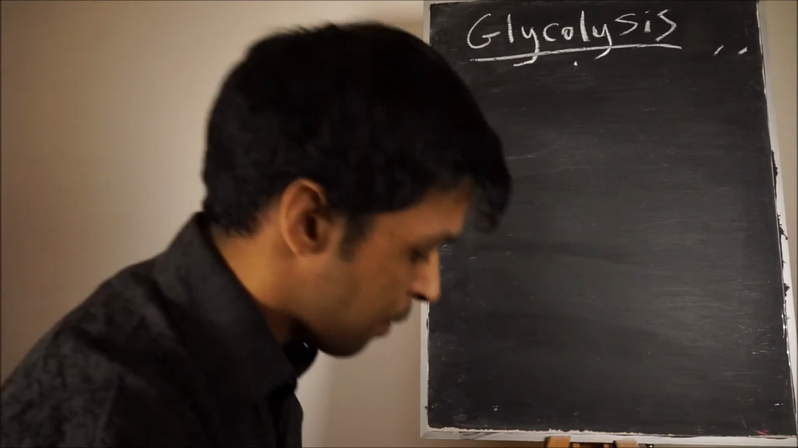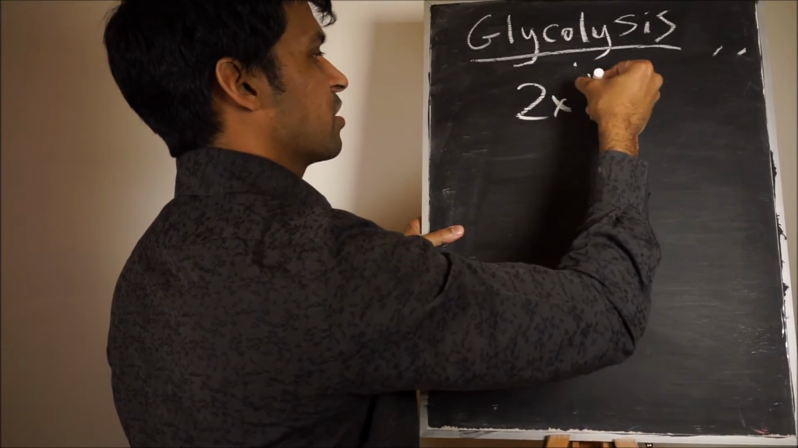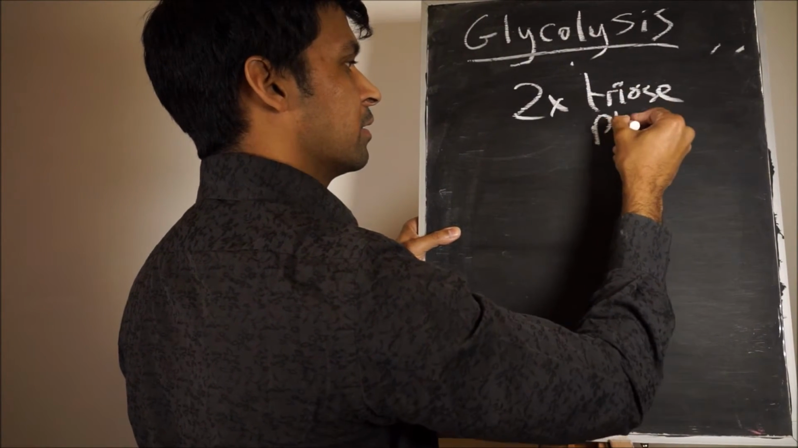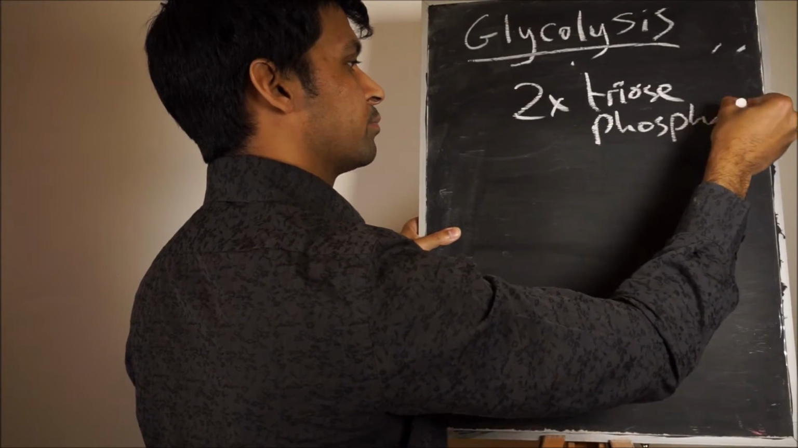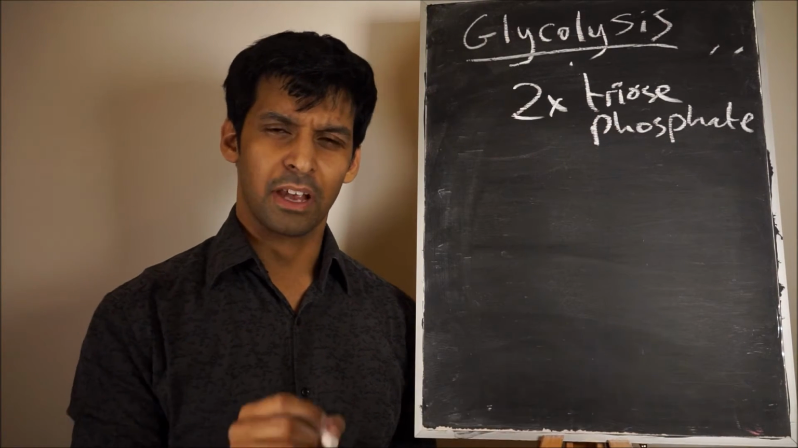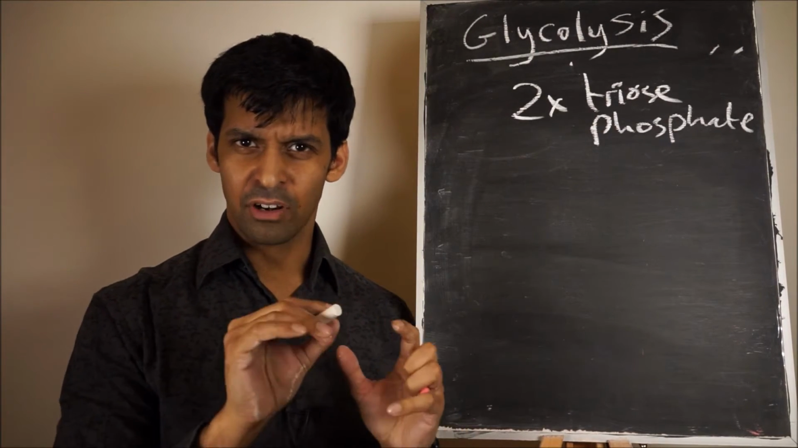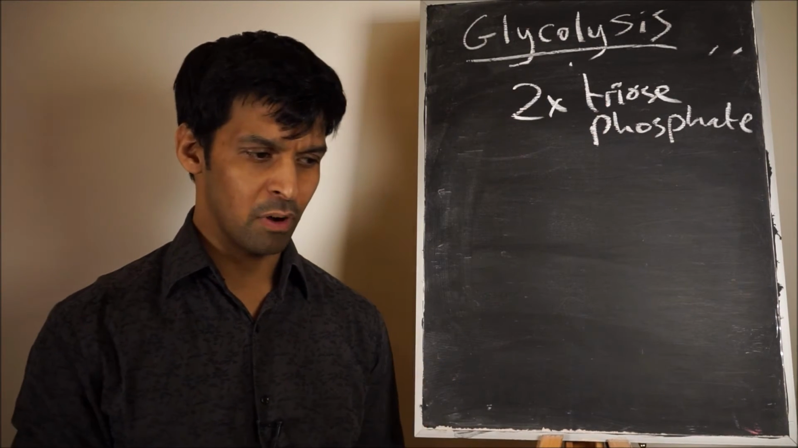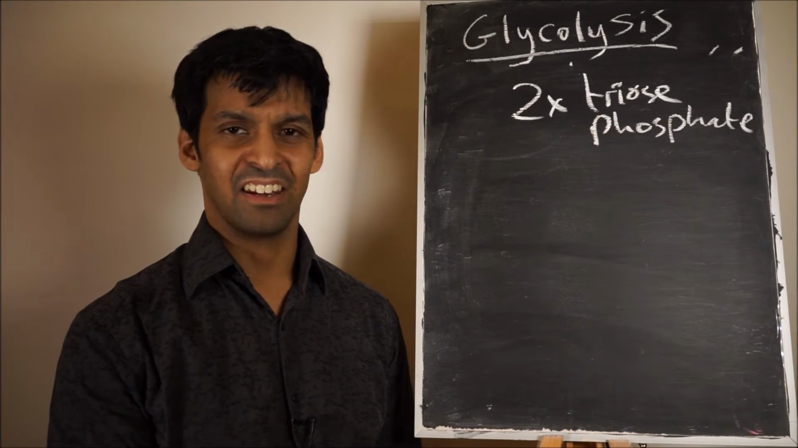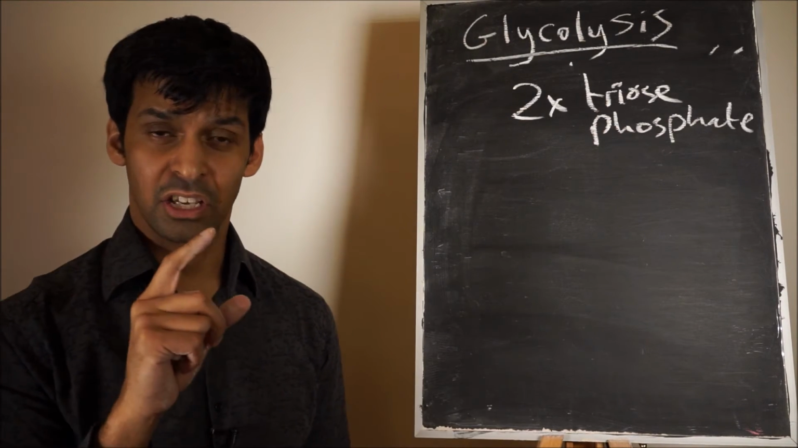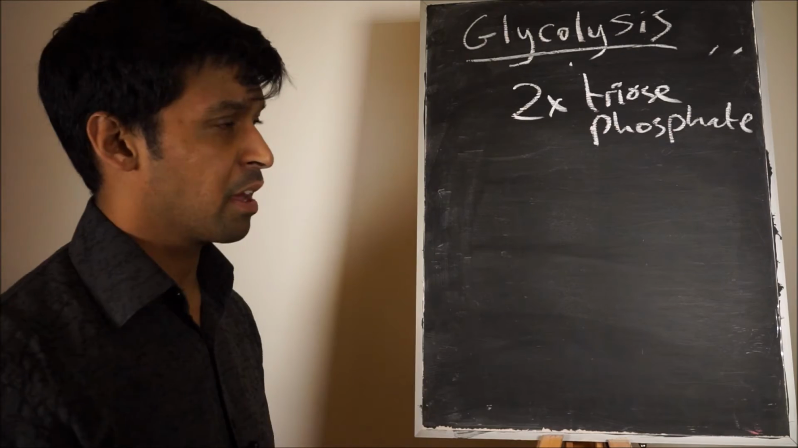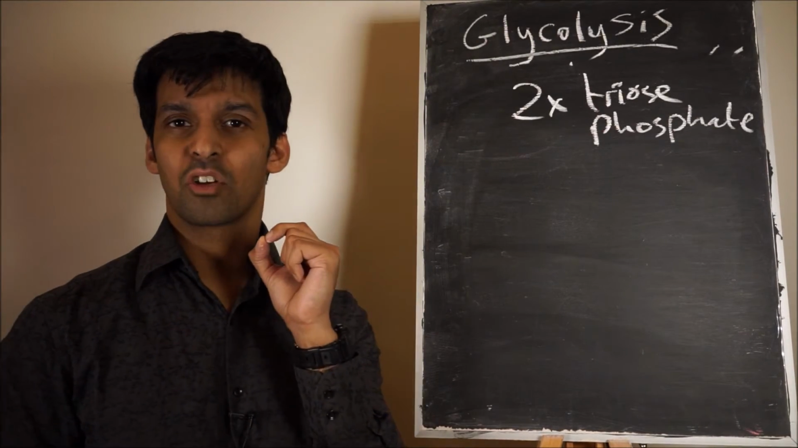Now remember, we're starting off with 2 times triose phosphate. Before I go into this, you have to know something about oxidation. If you haven't looked up OIL RIG, look it up. OIL RIG stands for oxidation is loss of electrons and hydrogen, and reduction is gain of electrons and hydrogen. So remember that. I'll do a video on that later on. Anyway, you've got the triose phosphate, and this bit, remember, is called oxidation.